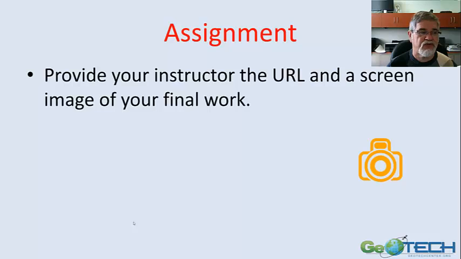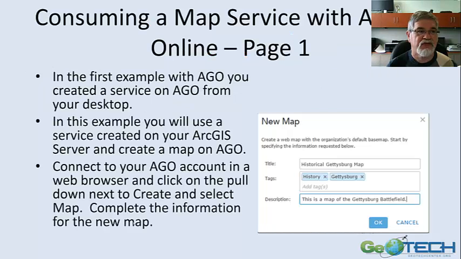So this is the first component that we want to make sure that you can do, is to be able to put something up on ArcGIS from your desktop. The second part of this process is going to be consuming a map service. So first of all, you got to have a map service to be able to consume it. So one of the things that we're looking at is that you have something already running on your ArcGIS server, and then we're going to consume that service up online.